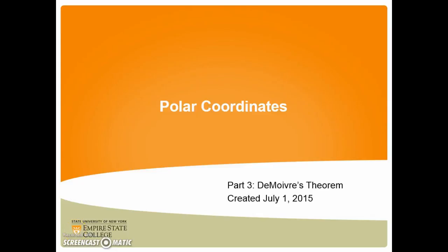This resource is the third in a three-part series on polar coordinates. Part 1 defines polar coordinates. We consider how to convert from rectangular to polar coordinates and look at examples. We also discover how to convert from polar to rectangular coordinates and look at examples.